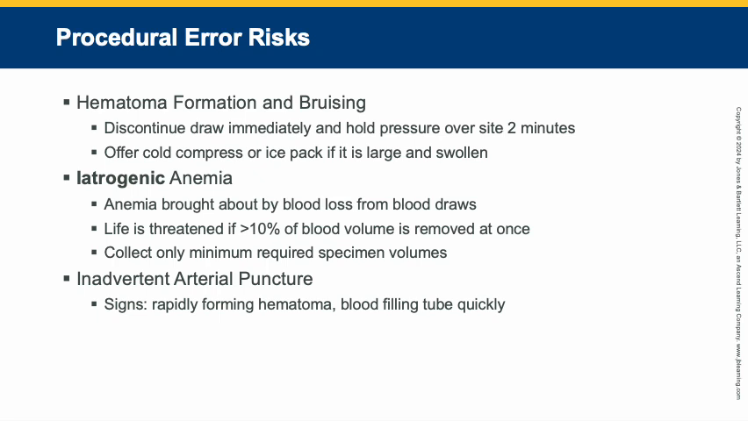Hematoma formation and bruising. Hematoma is the most common complication of venipuncture. It is caused by blood leaking into the tissues during or following venipuncture and is identified by rapid swelling at, near, or beneath the venipuncture site. A rapidly forming hematoma may indicate that an artery has been hit accidentally. Discontinue the draw immediately and apply direct forceful pressure to the puncture site for 3 to 5 minutes until active bleeding ceases.